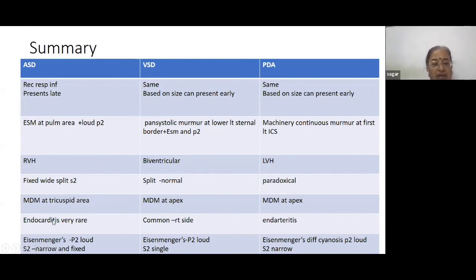Endocarditis is very rare in ASD because there is no jet, there is no turbulence. VSD, endocarditis on the tricuspid side, on the right ventricular side. Endarteritis in a PDA. Eisenmenger's, P2 is loud, narrow and fixed. Eisenmenger's, P2 is loud, single S2. Eisenmenger's differential cyanosis, okay, I should have put cyanosis also here, cyanosis and clubbing. Here it's differential cyanosis, P2 loud and S2 is narrow.